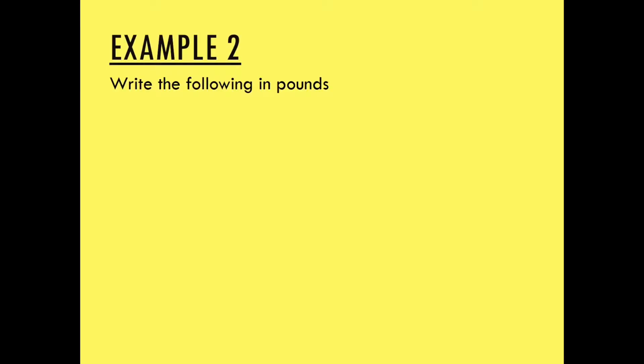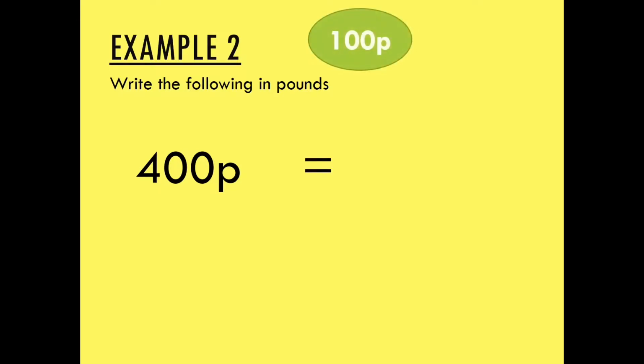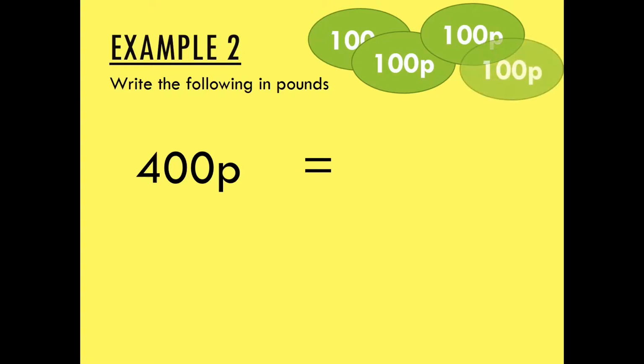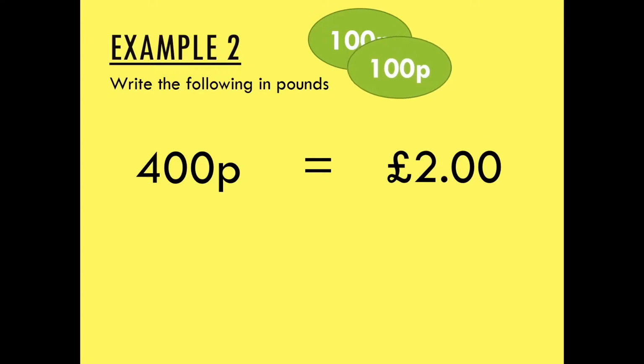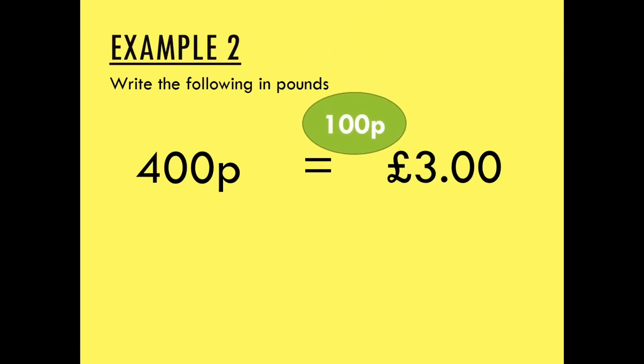Okay, example number 2. The question we've got here is we've got 400 pence and we want to write that into pounds. Okay, so we're going to use a similar technique as we did in the last ones. So there's 4 lots of 100 pence, and remember that 100 pence is the same as £1. So that gives me £1. Bring the second one down gives me £2. Bringing the third one in gives me £3. And bringing the fourth one in will give me my final answer of £4.